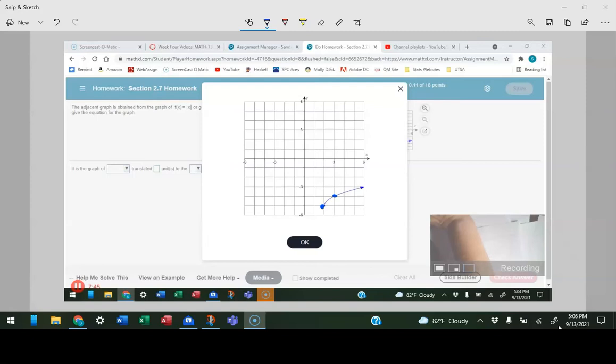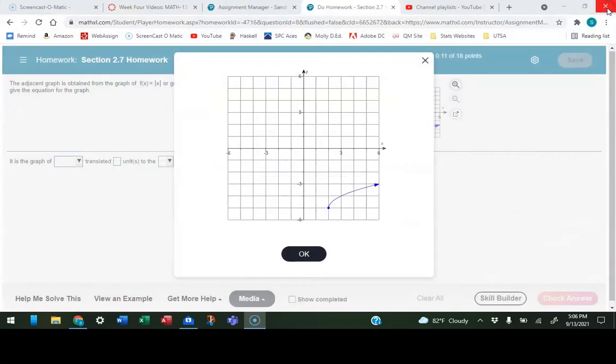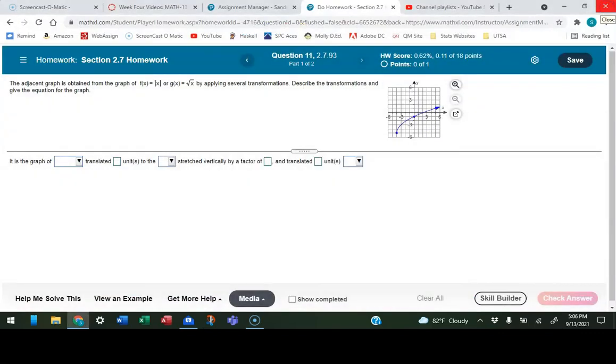All right, so you still have your 1 to 1 ratio, and then you went right 2, which is going to be an x minus 2. And then you went down 5, which is going to be minus 5. Okay. So let's see what else we got.